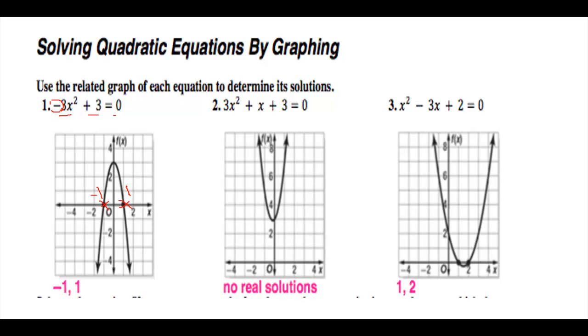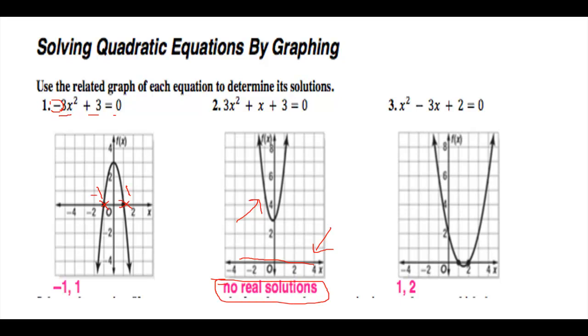Here, do we have any intercept between the curve and the x-axis? Of course not. 3x power 2 plus x plus 3 equals 0. We don't have any intercept between the curve and the x-axis. The curve is up there and the x-axis is down there. So we don't have any real solution.